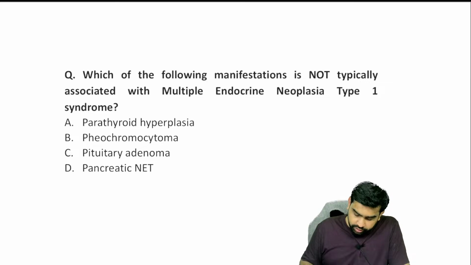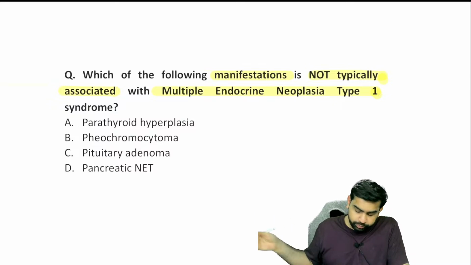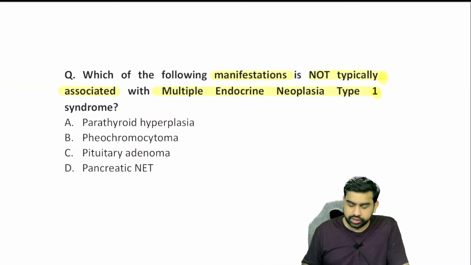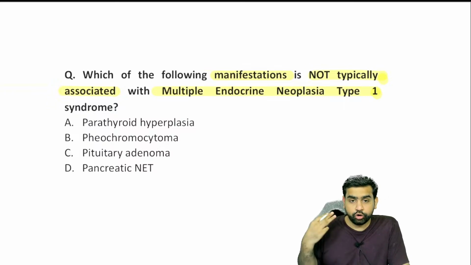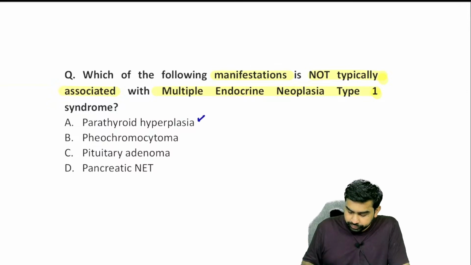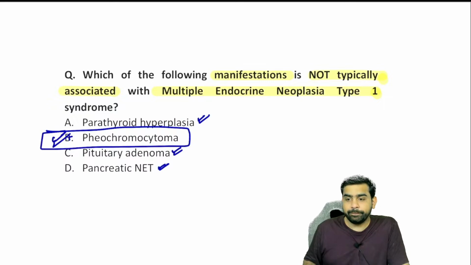Okay, very, very important. Now let's talk about this. Which of the following manifestations is not typically associated with the MEN1 syndrome? Multiple endocrine neoplasia type 1, which of these is not associated: parathyroid hyperplasia, pheochromocytoma, pituitary adenoma, or pancreatic neuroendocrine tumor? Please try to understand, the MEN1 syndrome is basically a syndrome of 3 P's. Parathyroid hyperplasia is a part of it, pituitary adenoma is a part of it, pancreatic neuroendocrine tumor is a part of it. The answer over here is pheochromocytoma. Pheochromocytoma is not a part of your MEN1 syndrome.